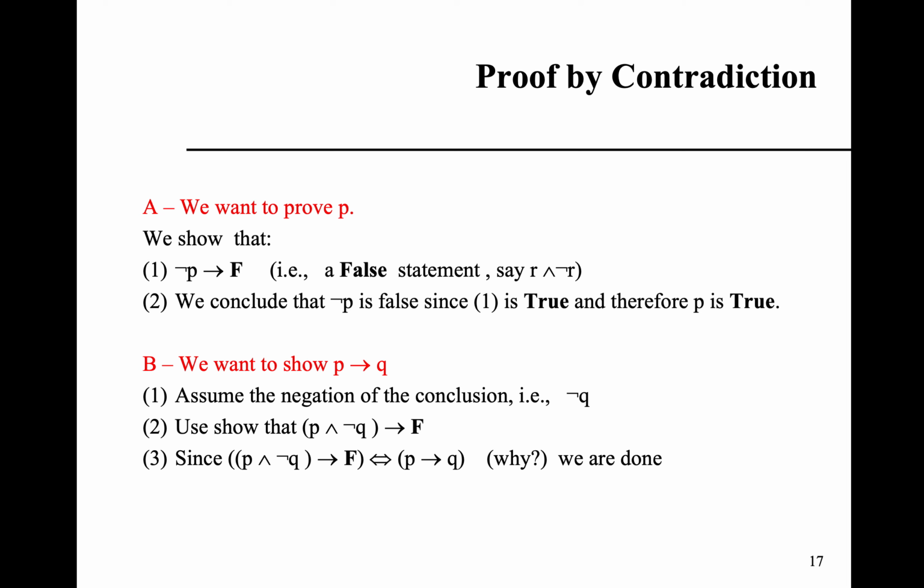Now we want to show that if P then Q. Assume the negation of the conclusion, that is negative Q. You assume that negation, then you show that P and the negation of Q is false, and since that is false, then basically we don't need to prove it. We can essentially say we are done.